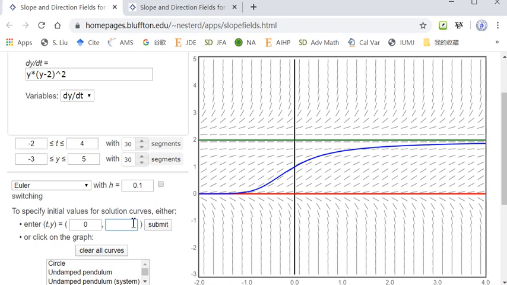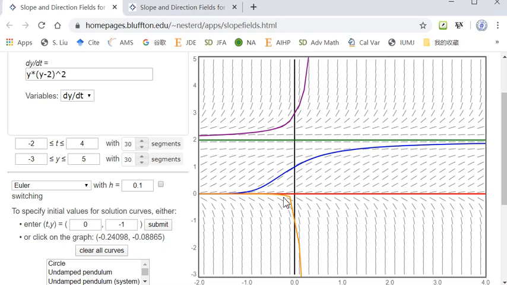For example, 2.5. Maybe 3. Okay, so this is the integral curve with initial value 3 here. Also we can consider an integral curve with a negative initial value at 0, maybe minus 1. Okay, so this curve intersects with the vertical line. The coordinate of this point is the initial value. t equal to 0, y equal to -1.